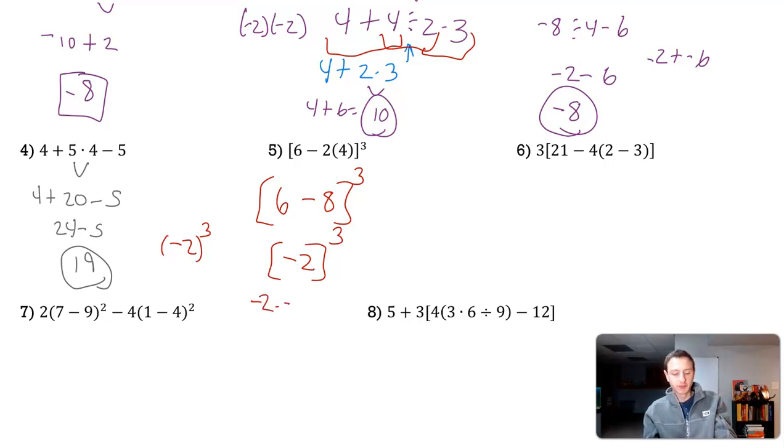So this is negative 2 times negative 2 times negative 2. It's multiplying negative 2 together 3 times, which, 2 times 2 times 2 is 8. And then a negative times a negative makes a positive. Positive times a negative makes a negative. So negative 8.